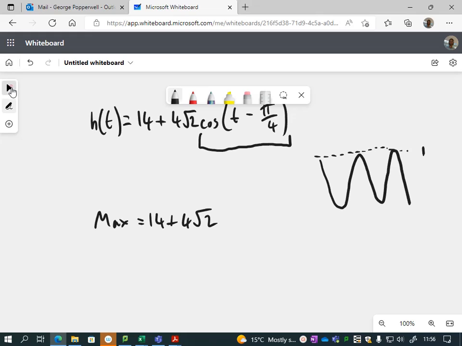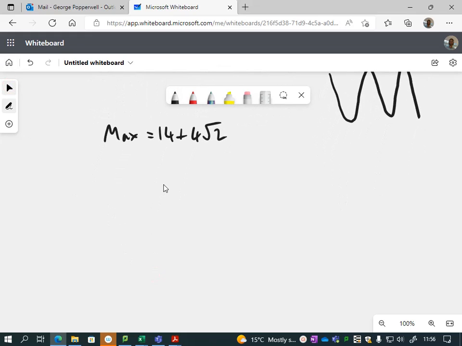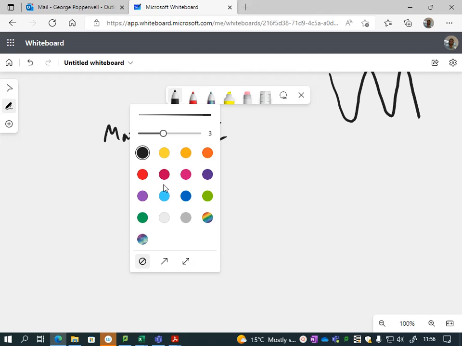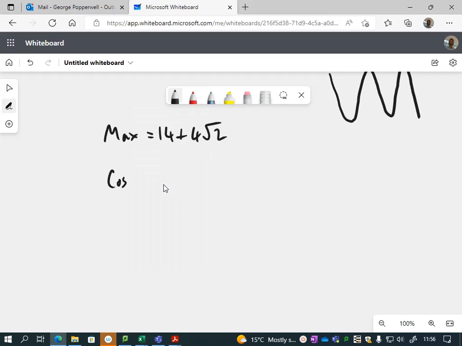No. Try again. There we go. So that is the maximum. And when does it occur? It occurs when cos of t minus pi over 4 is equal to 1.